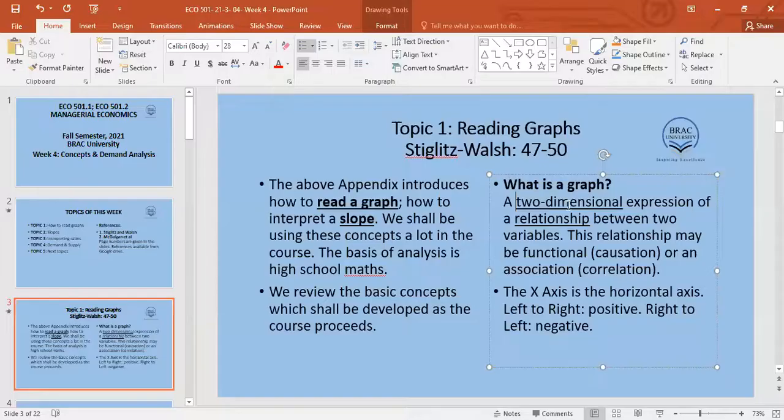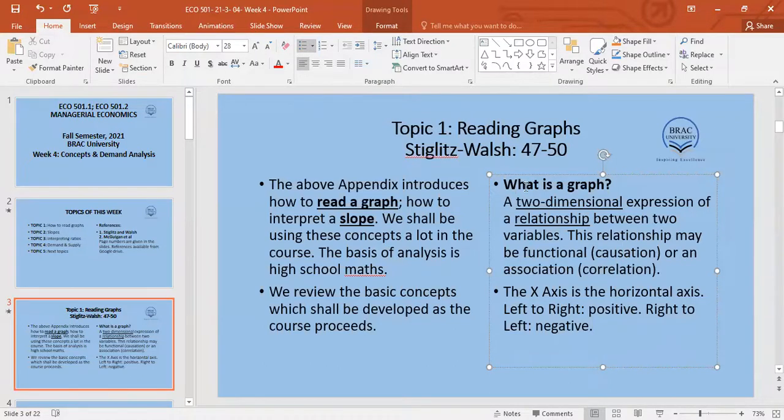So, a graph is basically a two-dimensional expression of a relationship between two variables. This relationship may be functional, it may be an association which we know as correlation. Have you come across the term correlation? Yes, sir. Okay, good. We are going to try to distinguish between these two today, not using mathematics or any technical matters, but using some common sense, because I assume that you've already done that.